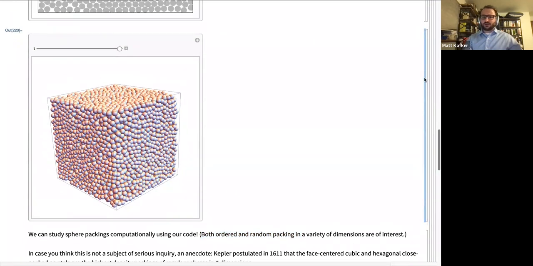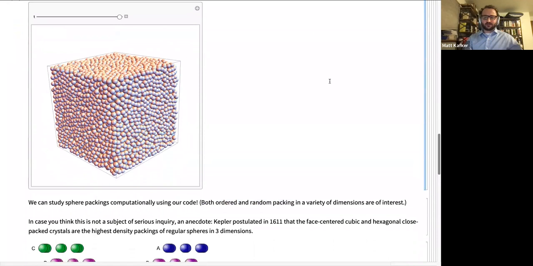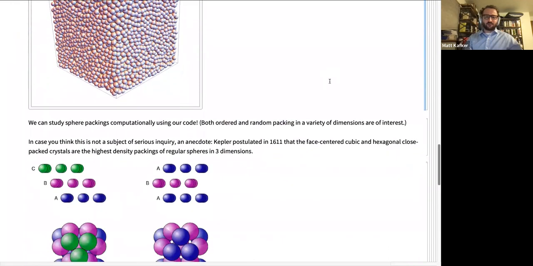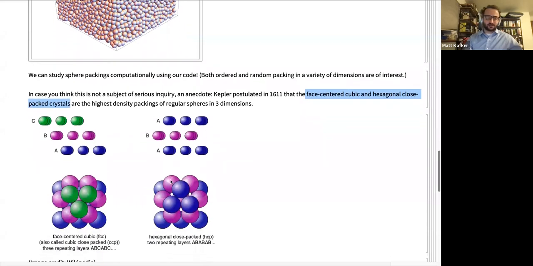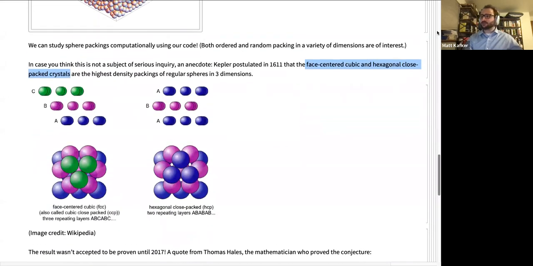Now, some of you might all be super educated and don't need this digression, but if you're not convinced that packings are a serious question deserving of serious inquiry, Kepler postulated in 1611 that these 2 very common regular packings of spheres are the highest density packings in 3 dimensions. So this is stolen shamelessly from Wikipedia. Give me 1 second.